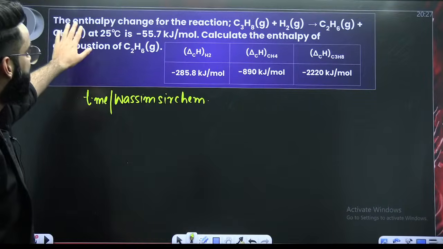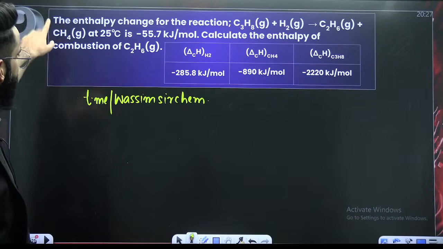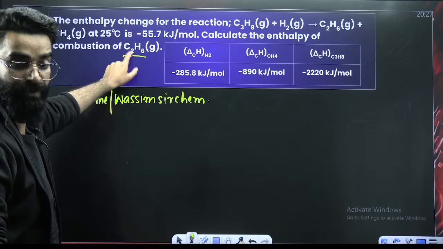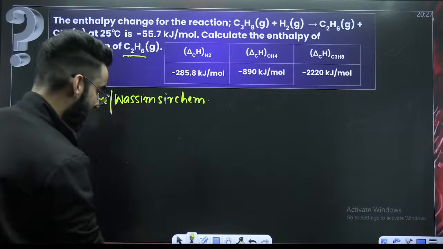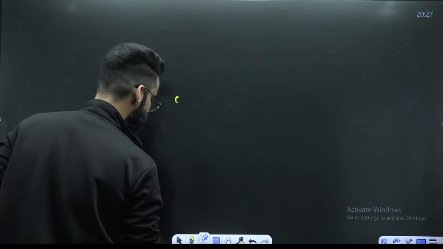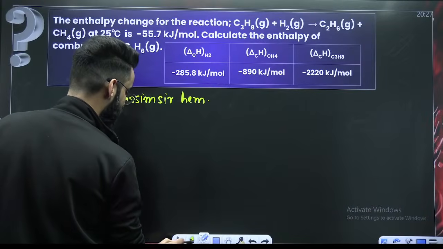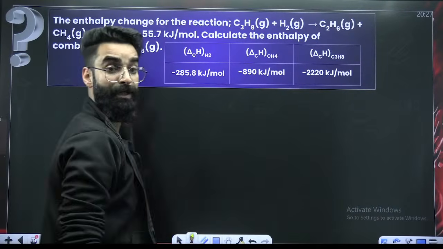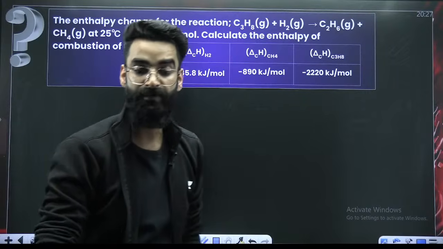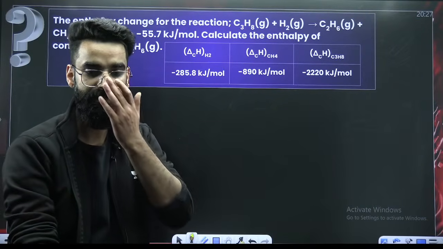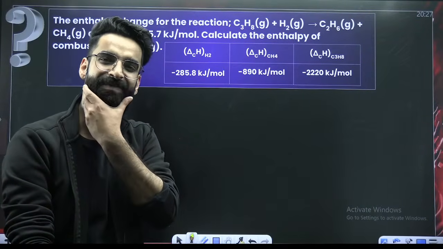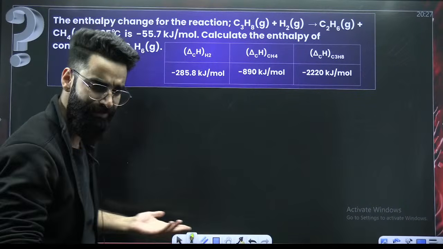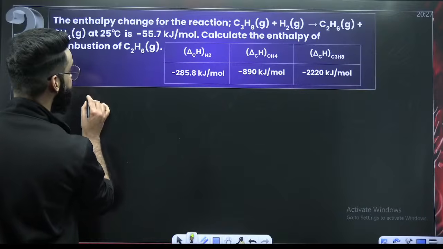All right, people, look at this particular question carefully. Calculate the enthalpy of combustion of C2H6. Okay. So first of all, since we have to calculate the enthalpy of combustion of C2H6, tell me one thing. Can we write the combustion reaction of C2H6? We can.